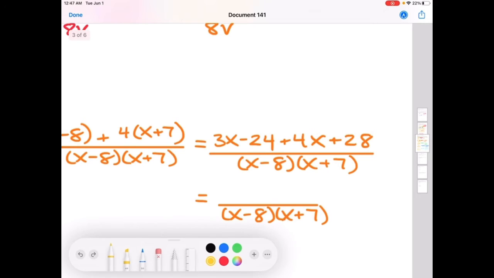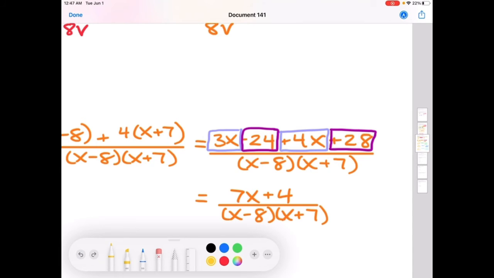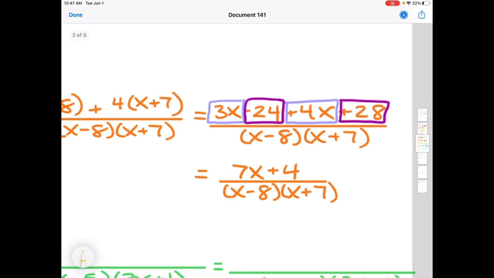And now I can combine my like terms, because all I'm doing right now is simplifying. So if I combine my like terms, I can combine 3x and 4x, and I can combine -24 and 28. So my simplified expression is going to be 7x plus 4 all over x minus 8 times x plus 7.